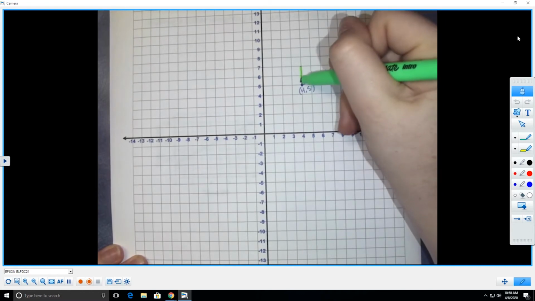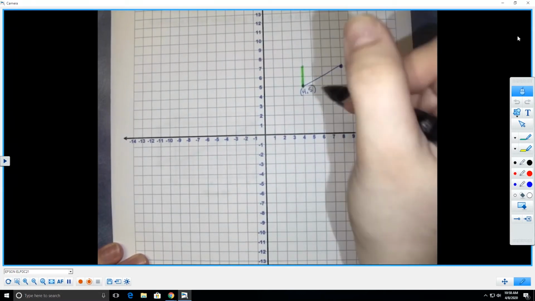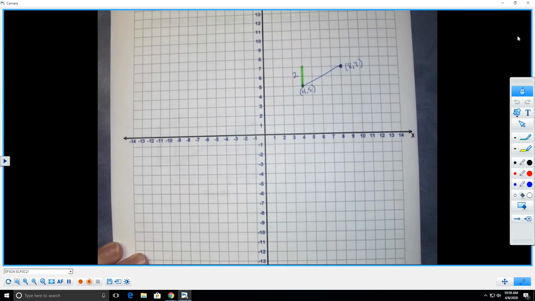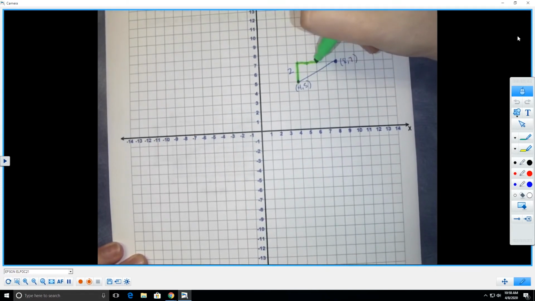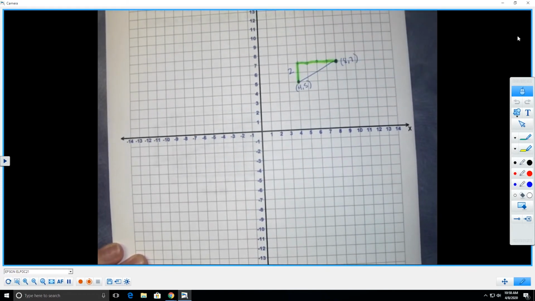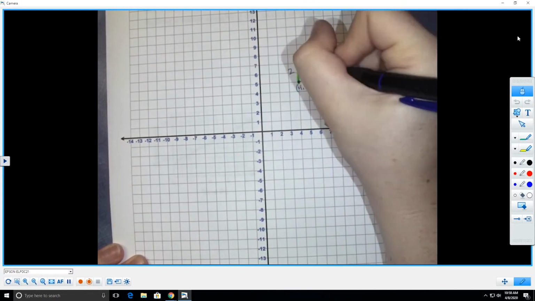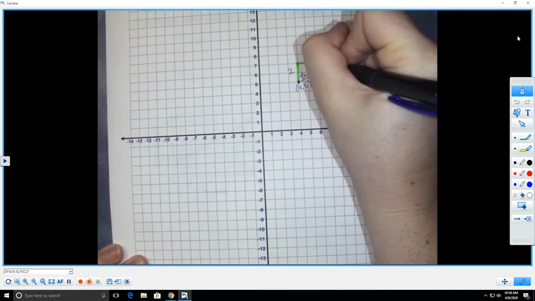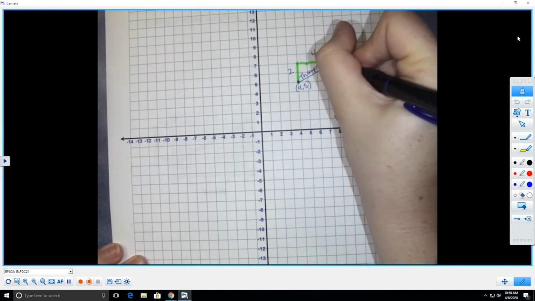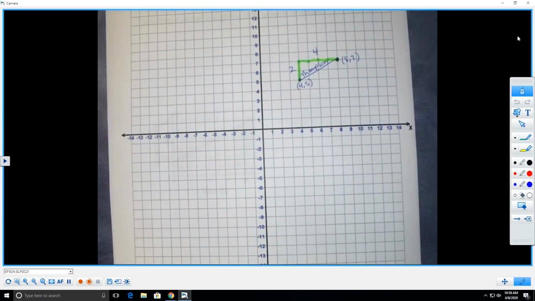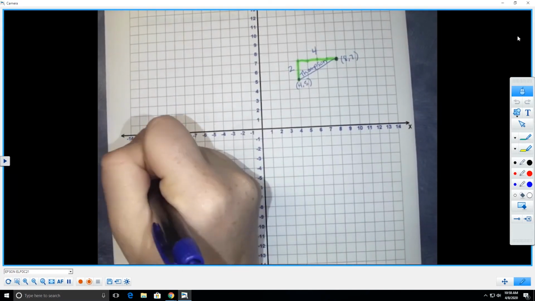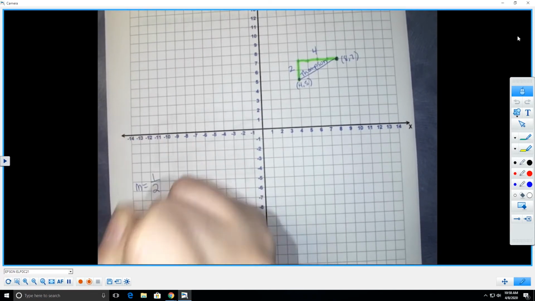I'm going to rise 2. I'm going to run 1, 2, 3, 4. And if I wrote my name on this line, it would look like it is going upward. So the slope of this line, or the rate of change, would be what? It would be 1/2. So I'll write that information down here. M equals 1/2.